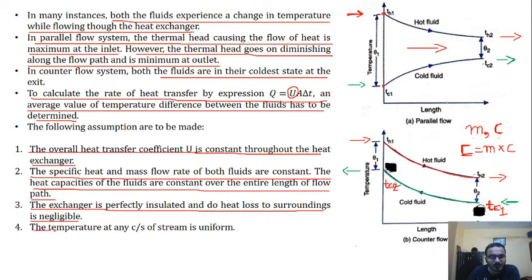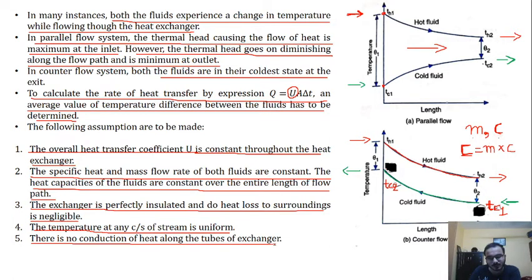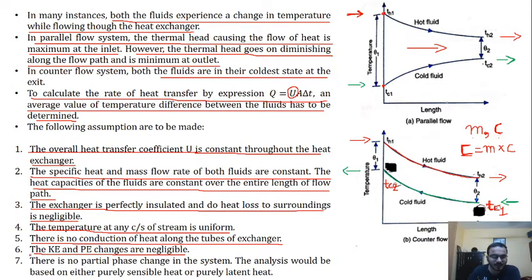Fourth is the temperature at any cross section of stream is uniform, that is, there is no variation in temperature at a particular cross section of stream. The next is there is no conduction of heat along the tubes of exchanger. So conduction is not present along the tubes. Sixth is the kinetic energy and potential energy changes are negligible. And the last assumption is there is no partial phase change in the system.